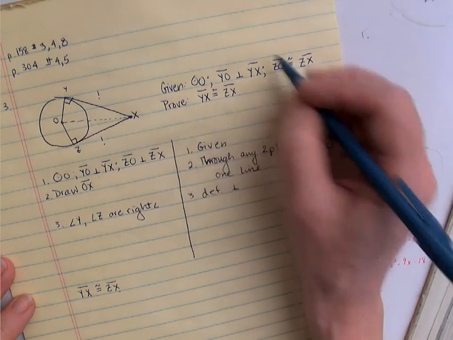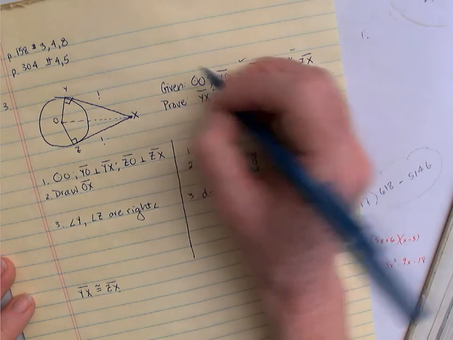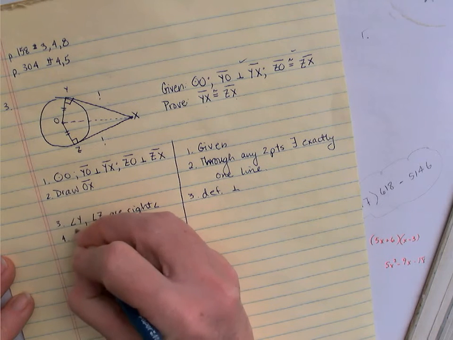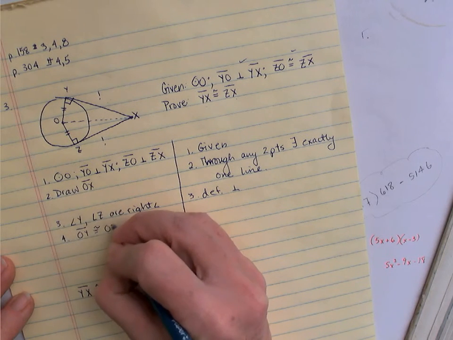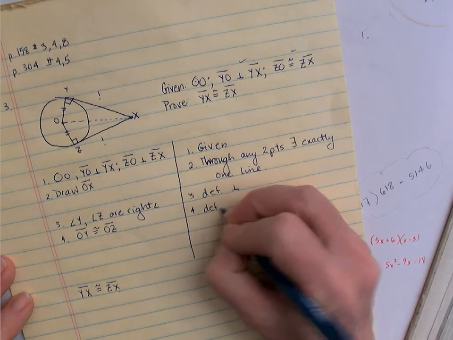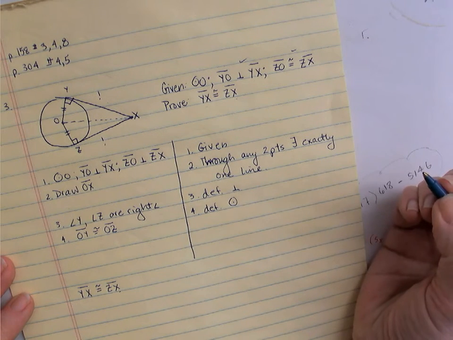And I also know, so I've used that. I also know I have a circle. So obviously, all radii are congruent. So I'm going to go right to that. I'll have OY congruent to OZ. And that is definition of circle. Or you could write all radii in a circle are congruent.